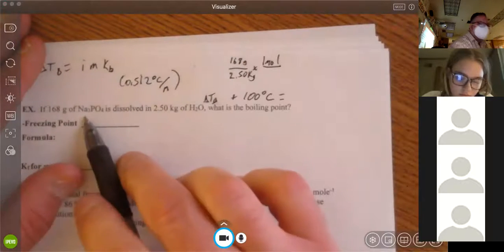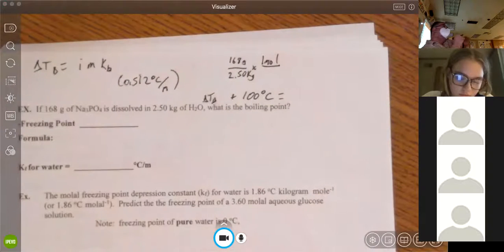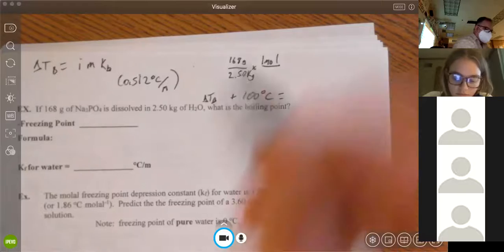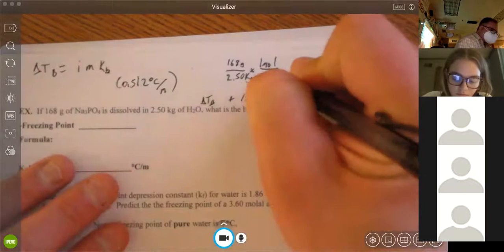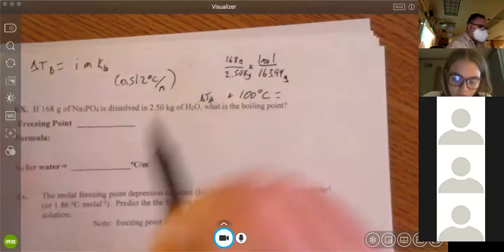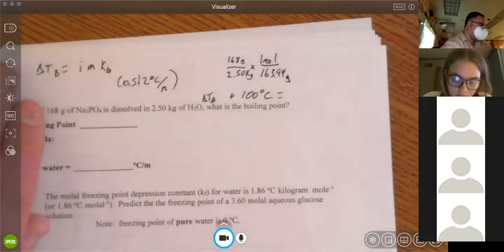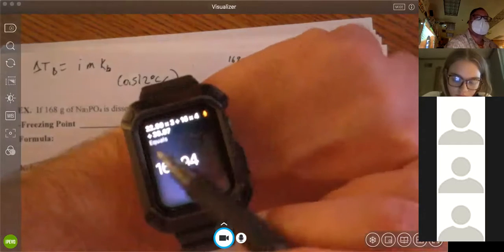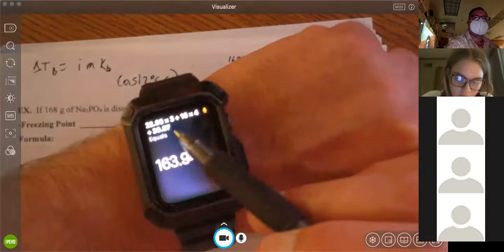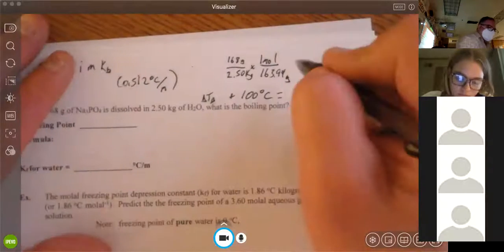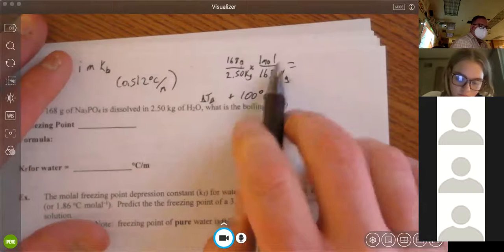Every 1 mole of sodium phosphate, 22.99 times 3 plus 16 times 4 plus 30.97, that would be 163.94 grams. I got that by adding up all these from the periodic table, right? 16 times 4, 30.97, 22.99 times 3. That's going to allow me to convert from grams to moles.